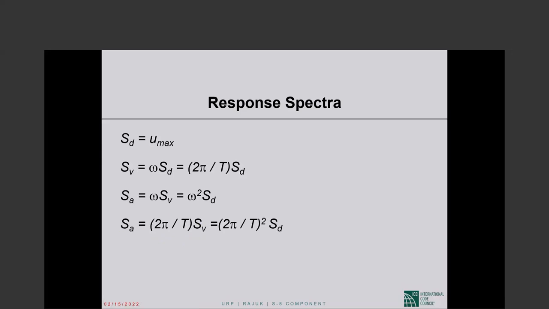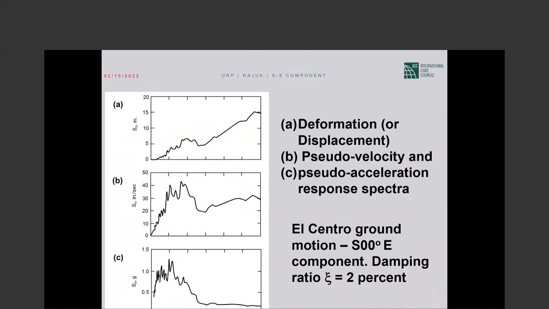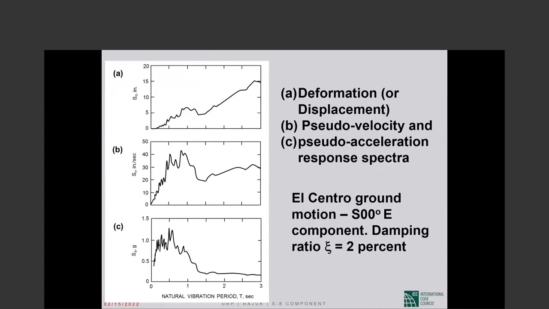Again, the term pseudo is more often than not dropped. We just say spectral acceleration, but we always mean this S sub a, as you see on the screen. It is 2 pi over T squared times the spectral displacement, or 2 pi over T times the spectral velocity, and 2 pi over T is omega, the circular frequency.